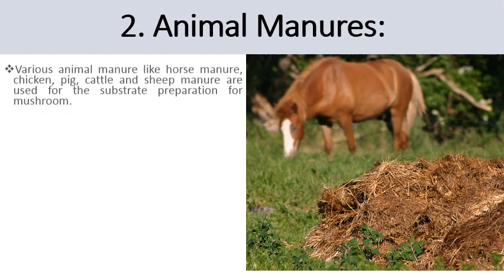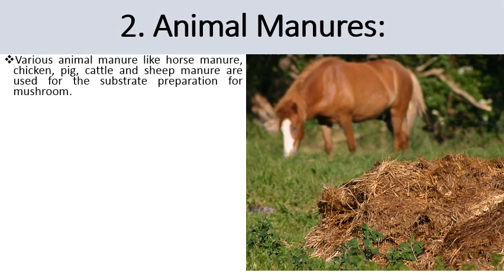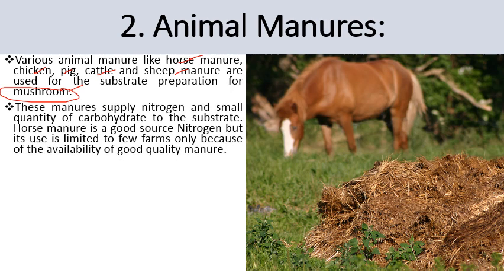Next, animal manures as a substrate for mushroom cultivation. We can use various animal manures, like horse manure, chicken manure, pig manure, then cattle and sheep manure. These are used for the substrate preparation for mushroom cultivation. All the animal manures are used as a substrate for mushroom cultivation. These manures supply a good amount of nitrogen and a small quantity of carbohydrates to the substrate.